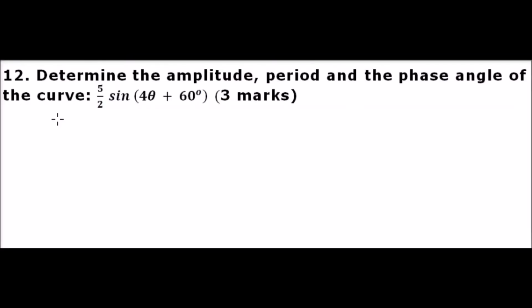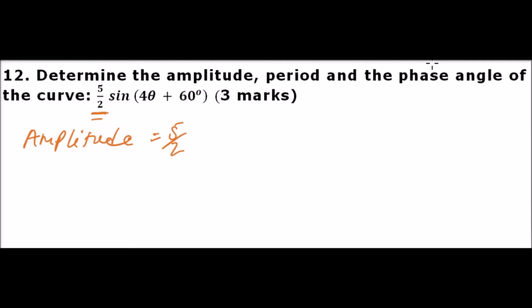We are told determine the amplitude, period, and the phase angle of the curve 5/2 sine into brackets 4 theta plus 60 degrees, and you get yourself 3 marks. So the amplitude is the value that is multiplied by this function, or you can call it equation. So the amplitude is equal to 5/2 or 2.5.